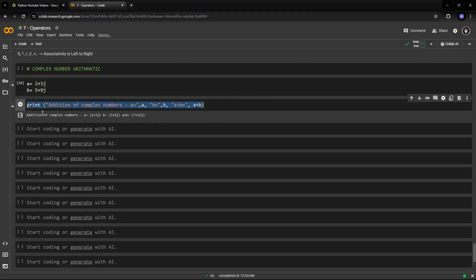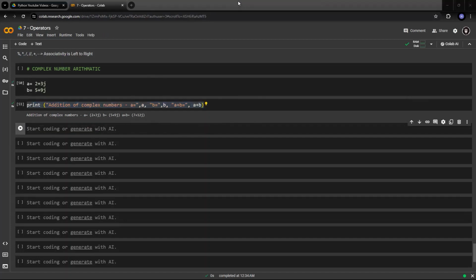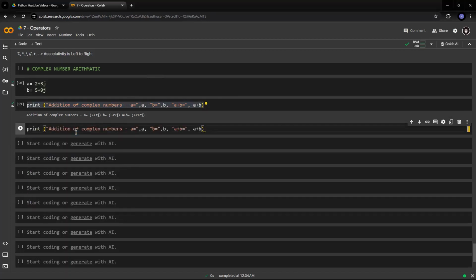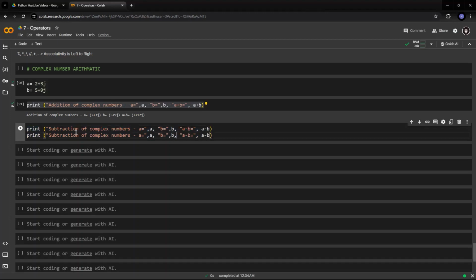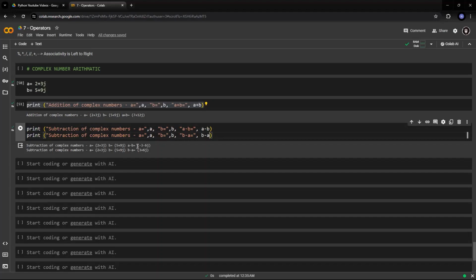Now let's try to subtract. I'll do it the other way around, like b is the bigger number. I'll say a minus b, which is subtraction. Let's do it both ways, a minus b and b minus a. Let's see what is the output that we get. See the output? So a minus b is giving me minus 3 minus 6j.